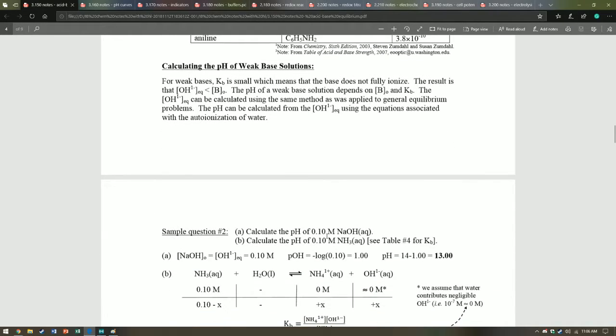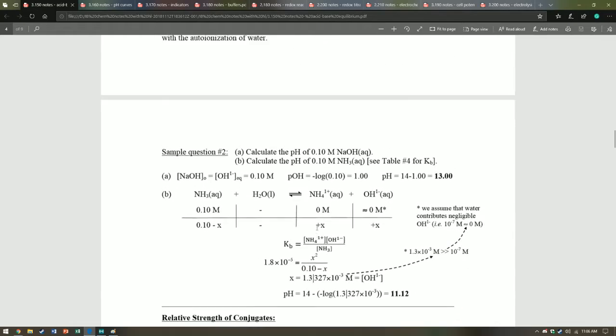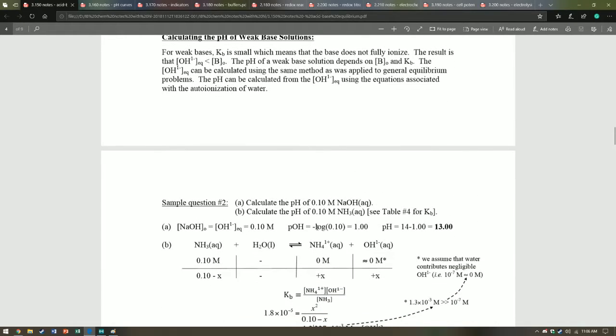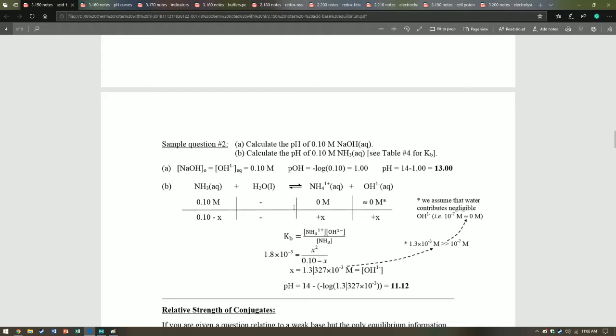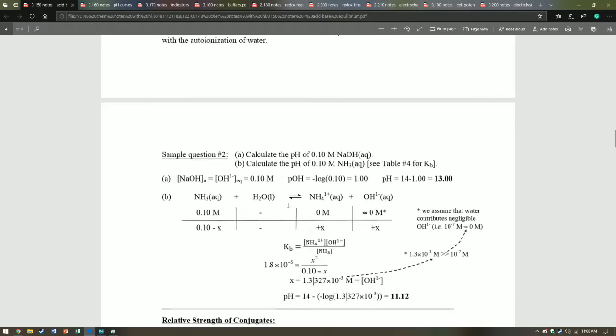You could do a similar thing with weak bases. You could generally go through the same process as we did in topic 17, not 16, 17. But you can use the same process for weak acids and weak bases. You just have to do the one extra step of taking the negative log and then taking 14 minus that to get the pH of a solution.